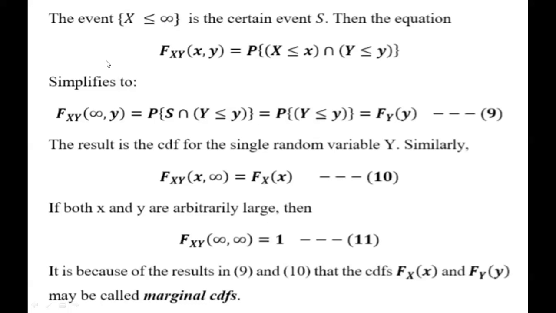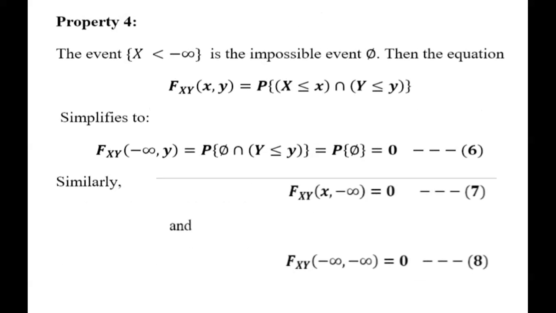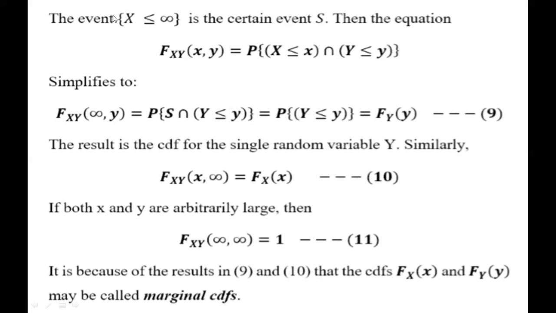What is your sure event? When your random variable x is less than or equal to infinity. Make a note, when your event happens less than minus infinity, it is an impossible event or null event. When the event x is less than or equal to infinity, it is a sure event.